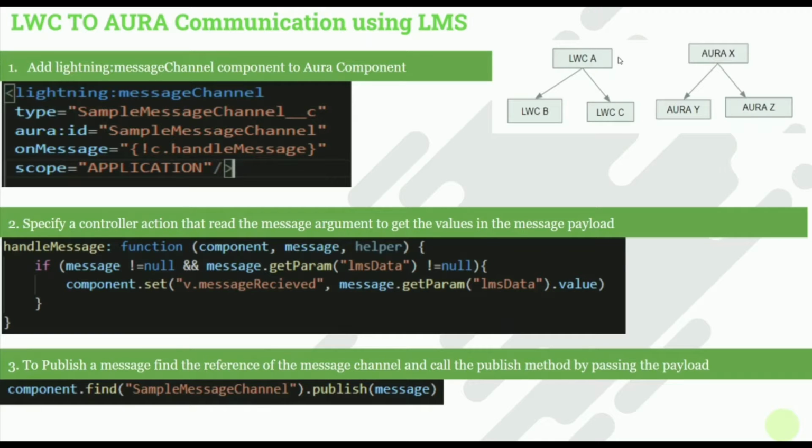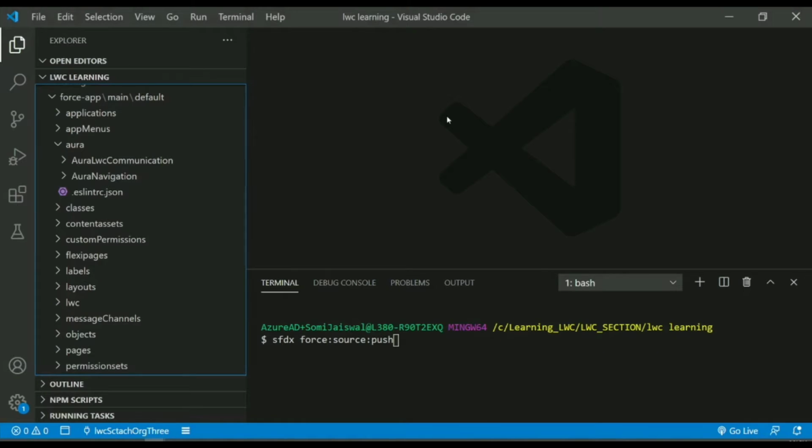We already know we can embed the Lightning Web component inside the Aura component, and with that composition we can transfer the data. But in this specific use case, we don't have any relationship. So for that use case, we're gonna use Lightning Message Service. So let's go and create an Aura component first.